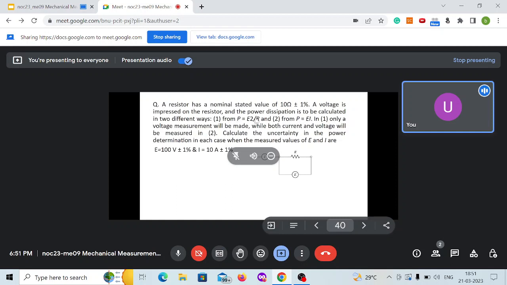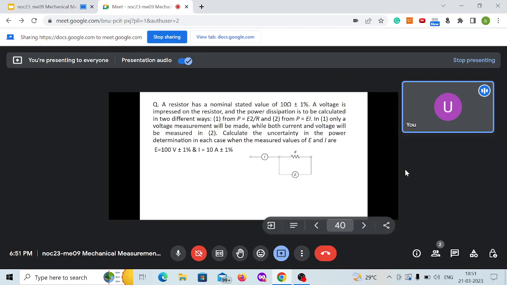So the power can be calculated in two different ways. It's E square by R. So we know V, that is E, equals IR. The voltage equals current into resistance by Ohm's law, and so we can substitute current as E by R, and we know power as voltage into current, so it will become E square by R. And also we know P equals E into I, the voltage into current. So in the first case only a voltage measurement will be made. There is no ammeter, we only find the voltage, while both current and voltage will be measured in the second case.